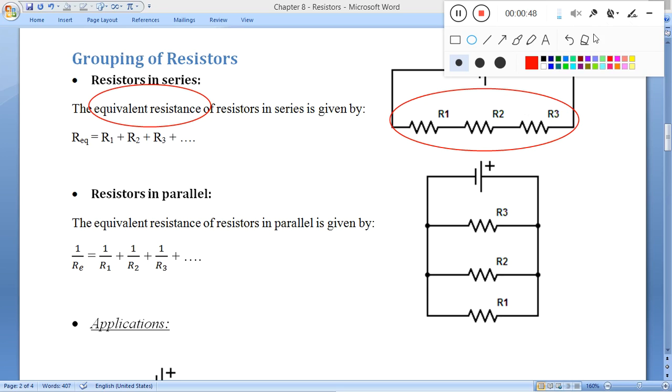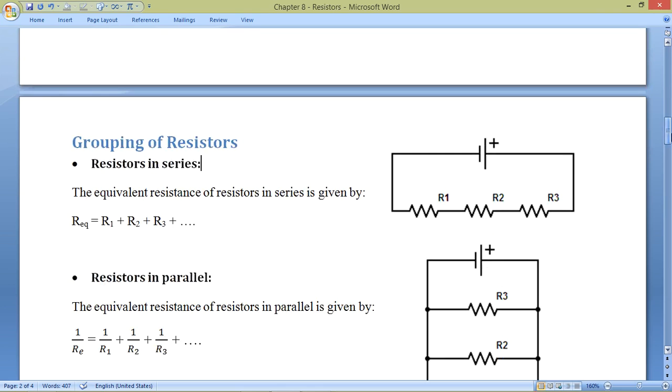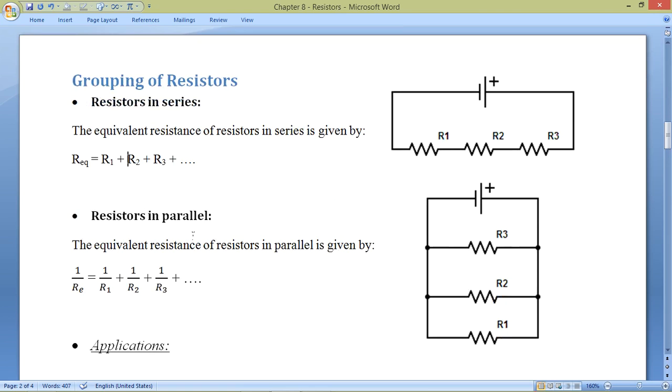Okay, let's take here the example of three resistors that are connected in series. Three resistors connected in series. So to calculate the equivalent resistance of these three resistors, we just add the resistances of these three resistors. So R equivalent equals R1 plus R2 plus R3.